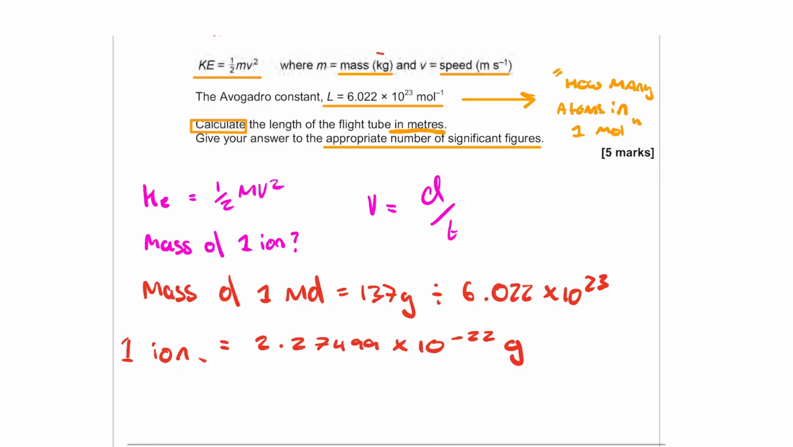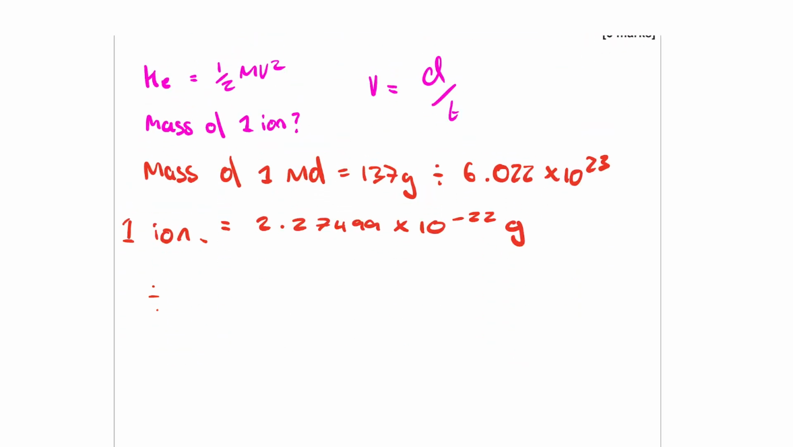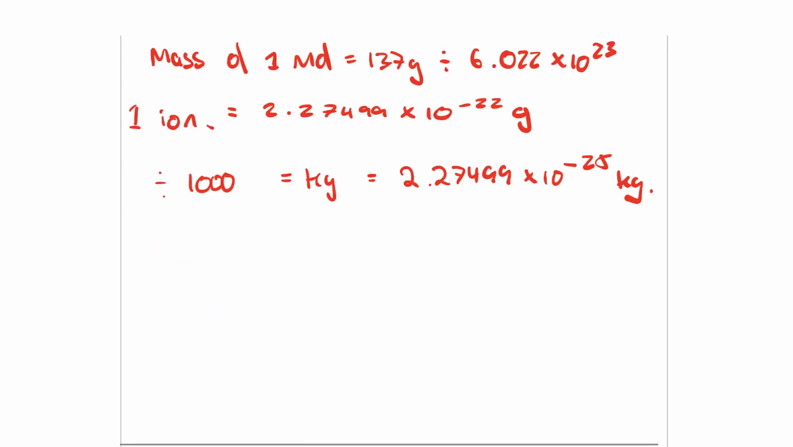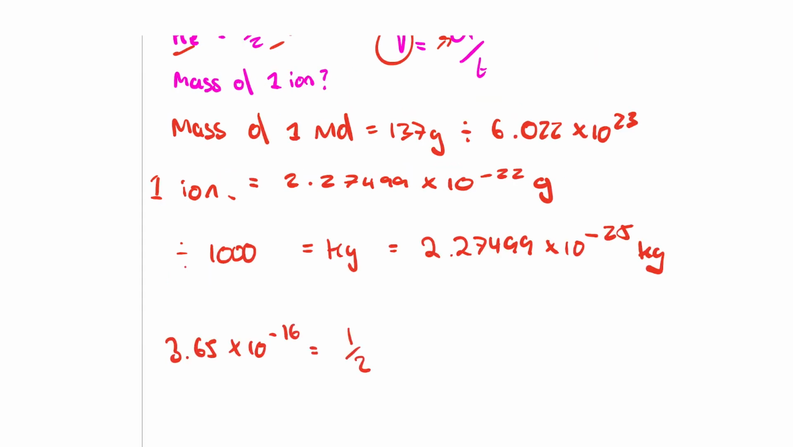Remember, in the question, mass has to be in kilograms, so we need to divide this mass by 1,000 to convert from grams to kilograms, and that is 2.27499 times 10 to the minus 25 kilograms. We're getting somewhere even closer now, because the one thing we need to work out the distance is the velocity, and we have mass, we have kinetic energy, so we can work out velocity. Let's put the numbers we know into the kinetic energy equation. 3.65 times 10 to the minus 16 is a half times 2.27499 times 10 to the minus 25 times v squared.